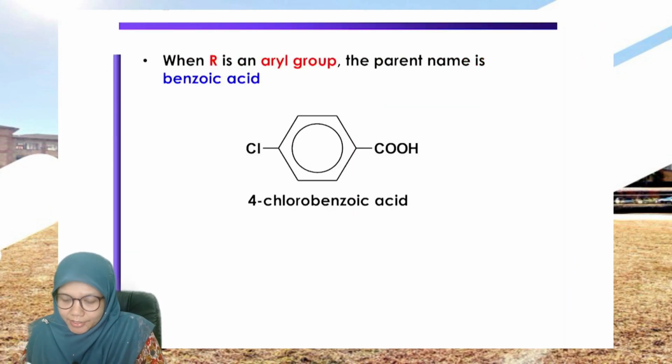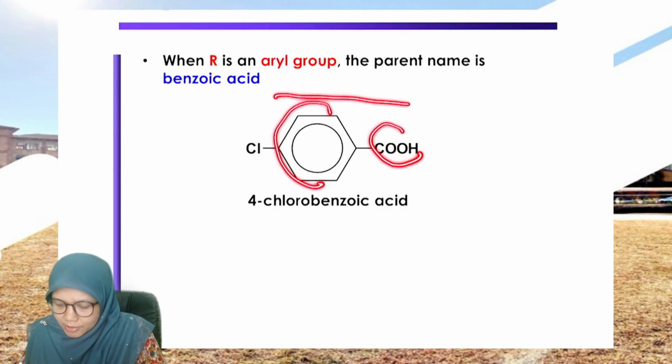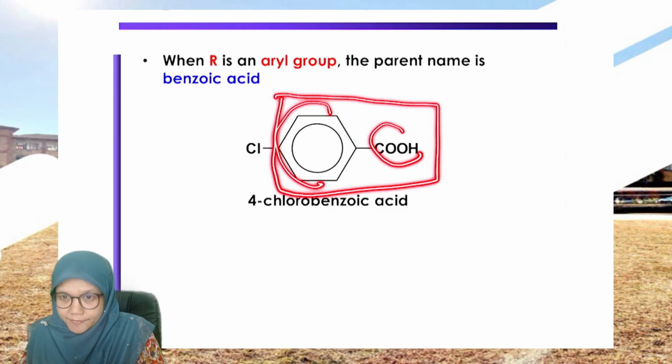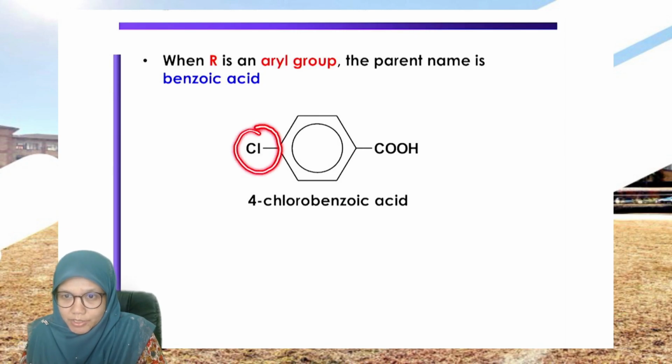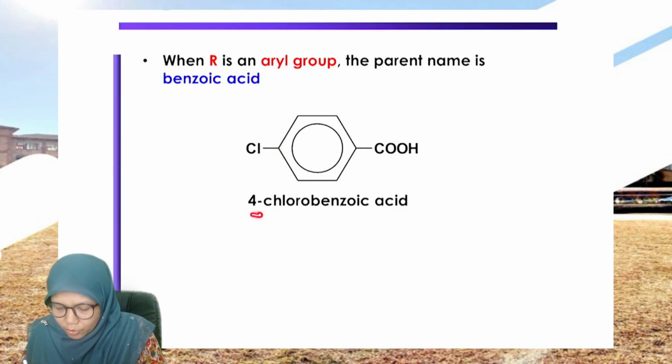When R is aryl group, the parent name is benzoic acid. So, if carboxyl group is bonded to benzene, the name will be benzoic acid. Okay, and at carbon number 4, start from here, 1, 2, 3, 4, we have chlorine as substituent, so the name is 4-chlorobenzoic acid.